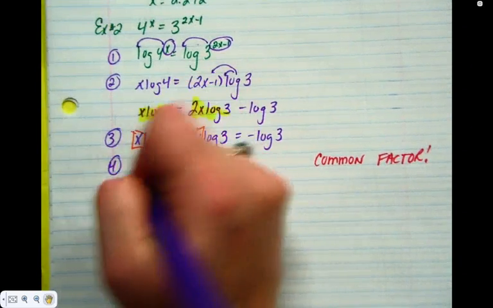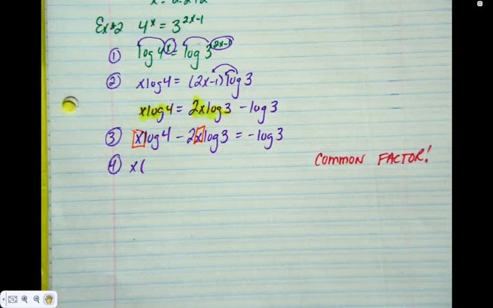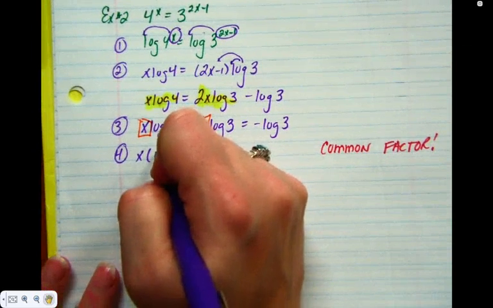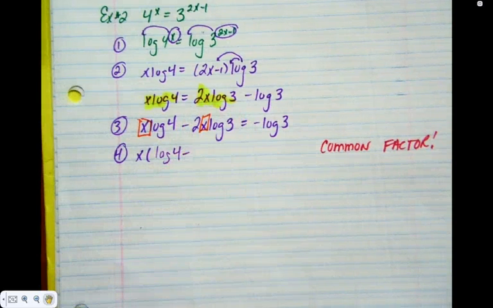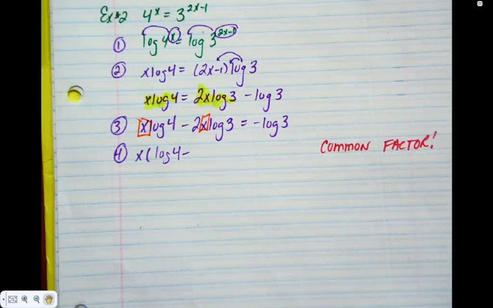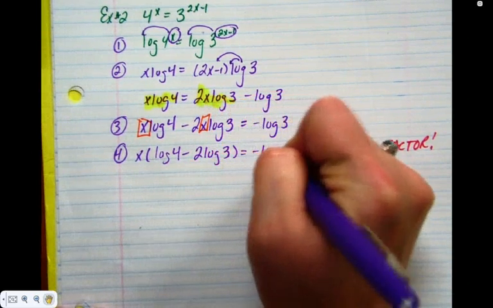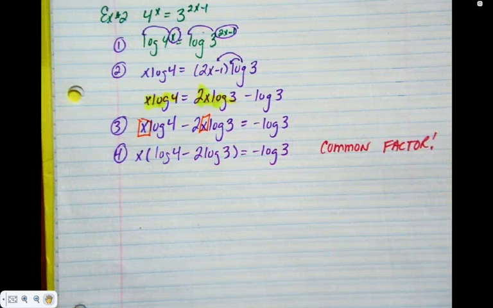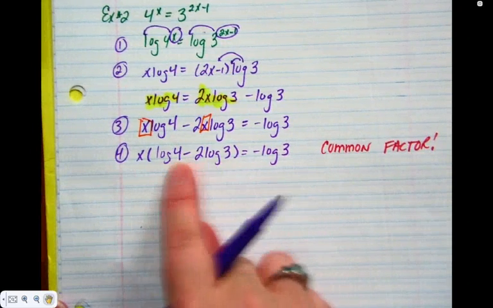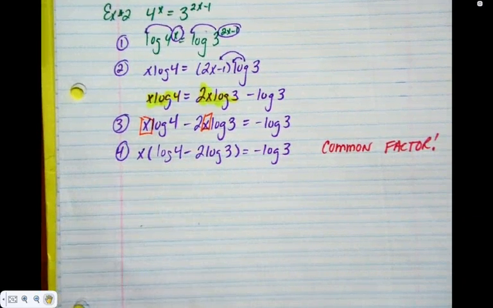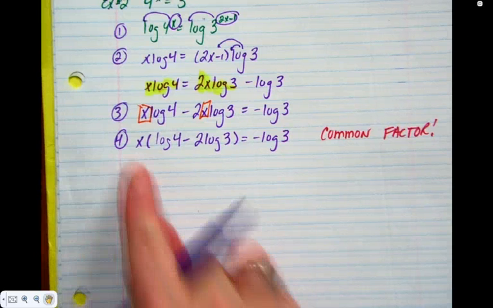Okay, so that x is what's common, so I'm going to bring him out front. So x log 4 divided by x, just log 4. 2x log 3 divided by x, 2 log 3. At this point in your brackets, you shouldn't have an x anywhere. If you've got an x in your brackets, you've done something wrong, because that's the only way to get this x out front.